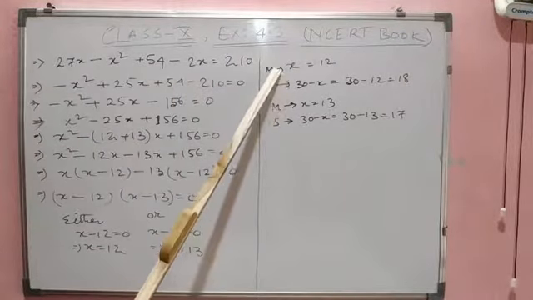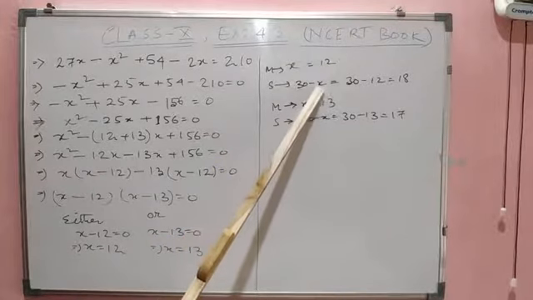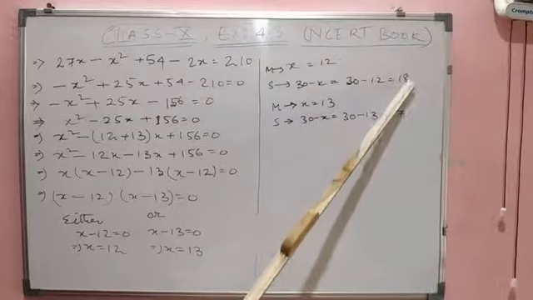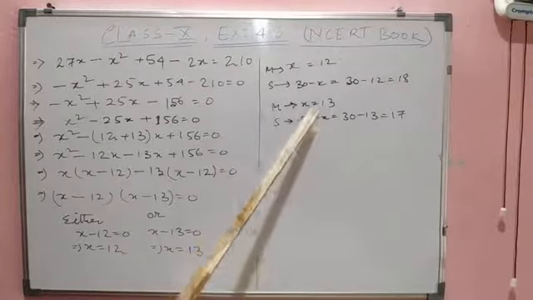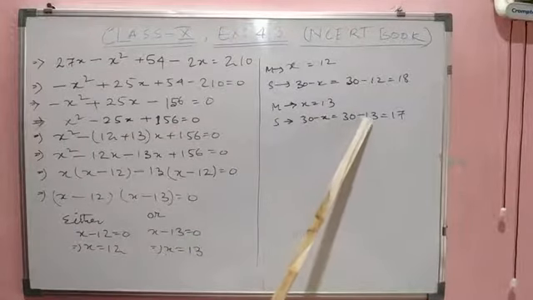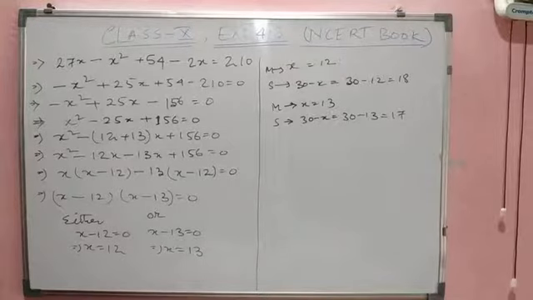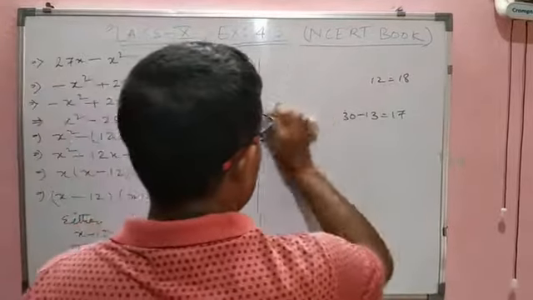If marks obtained in maths x equal to 12, then marks obtained in science will be 30 minus 12, 18. Or if marks obtained in maths is 13, then marks obtained in science will be 30 minus 13 equal to 17. Got it? Now we'll write this in this way.